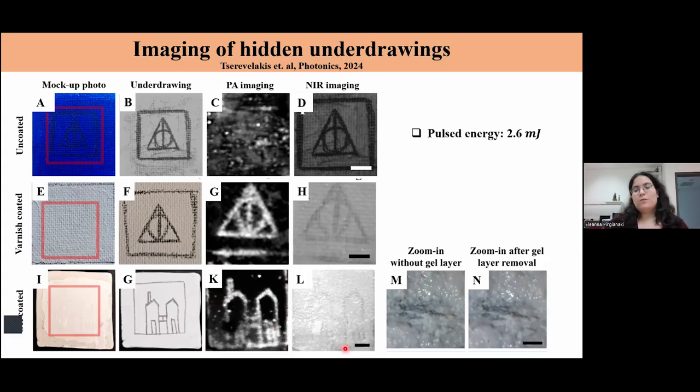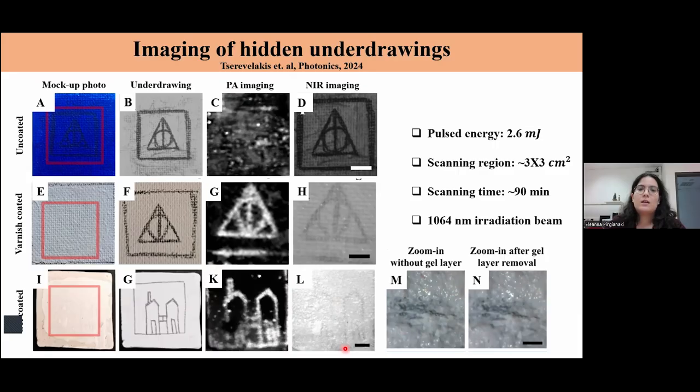So the pulse energy for this measurement was 2.6 millijoules. The scanning regions are approximately 3 centimeters square. The scanning time is almost 90 minutes, and we irradiated these mockups with 1064 nanometers wavelength because we know that in that region of the spectrum, both carbon and graphite absorb strongly, and carbon and graphite are traditionally used to create underdrawings.